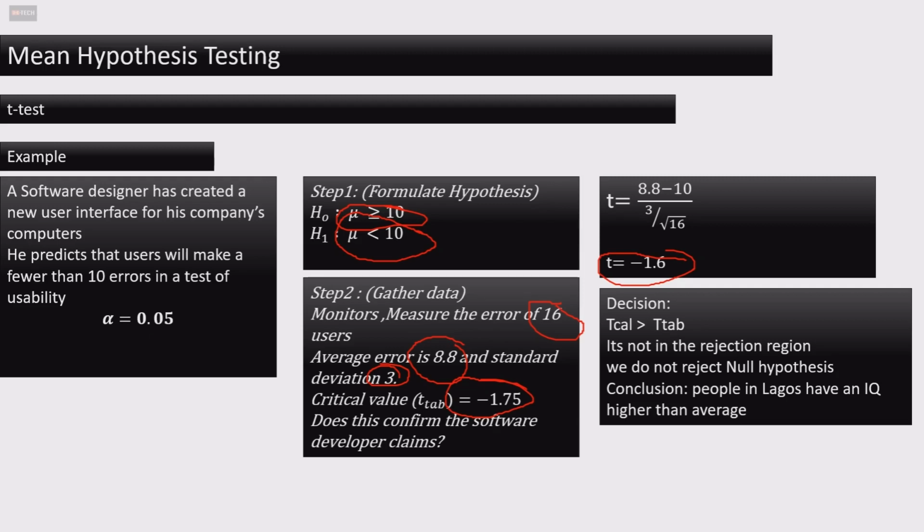So in this case, the guy has not proven to us, sorry, for this the conclusion is wrong. The guy has not proven to us that his software is actually one where you would make fewer than 10 errors, because our t-cal is greater than our t-tab. So we do not reject the null hypothesis. Our null hypothesis still stands, that the errors the users will make will be more than 10.